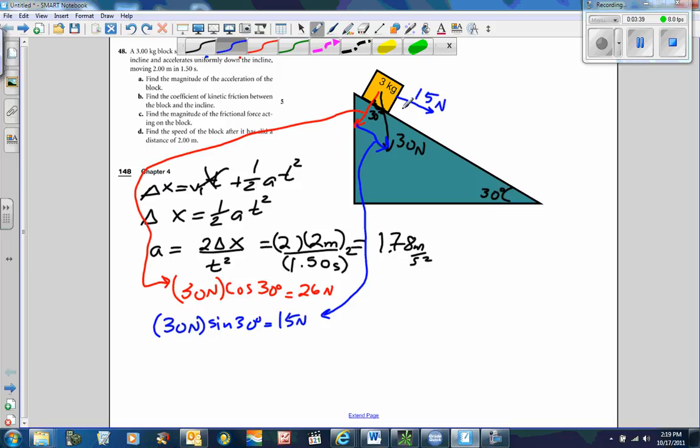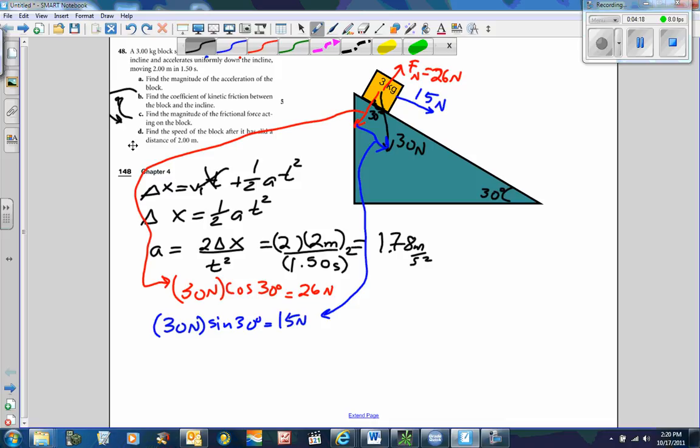So we know the part of gravity, or weight, pulling it downhill is 15 newtons. And we know that the normal force is going to be equal to that part of gravity pulling it onto the incline, which is equal to this red part, which is 26 newtons. All right? And by the way, hopefully y'all understood how I got that.